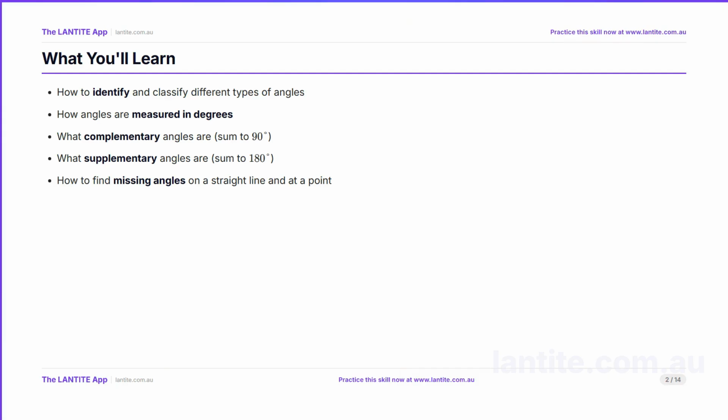By the end of this lesson, you will be able to identify different types of angles, understand degree measurement, work with complementary and supplementary angles, and find missing angles on a straight line and around a point. These are foundational skills that underpin many LANTITE geometry questions.